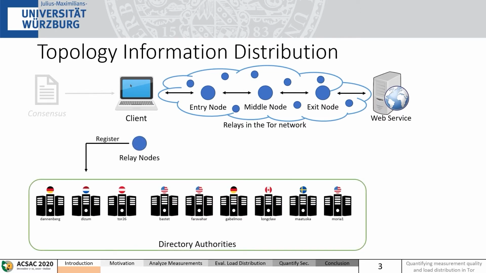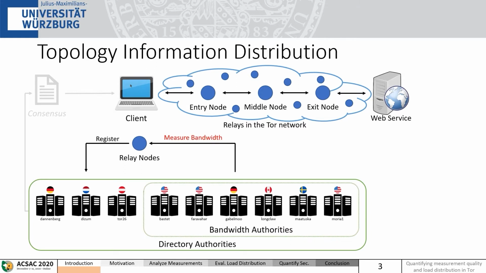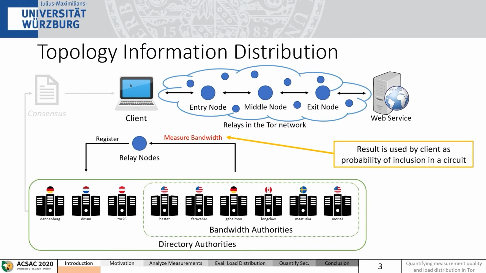In order to appear in a consensus, a relay has to register itself to the directory authorities. These authorities will then include access information of this relay, like the IP address, in the consensus. Additionally, a subset of the directory authorities also act as bandwidth authorities and measure the available bandwidth of the relays. This is used for load balancing. Clients will select relays for a circuit proportionally to these measurement results. In this paper, we want to analyze the quality of these measurements, the resulting load distribution, and the security considerations following from them.